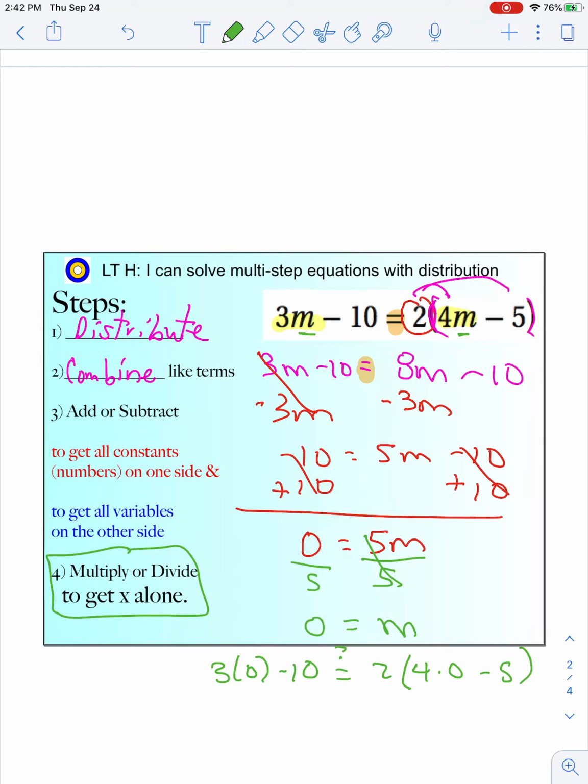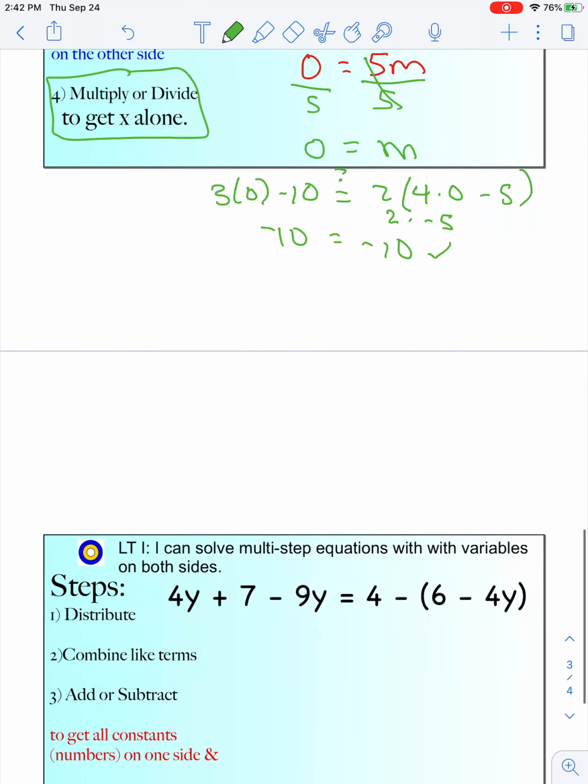So what that gives me here is 3 times 0 is 0, so I just have negative 10 equals, and then 4 times 0 is 0, and 0 minus 5 is negative 5, so I get 2 times negative 5, which is negative 10. So yes, 0 can be one of your answers.